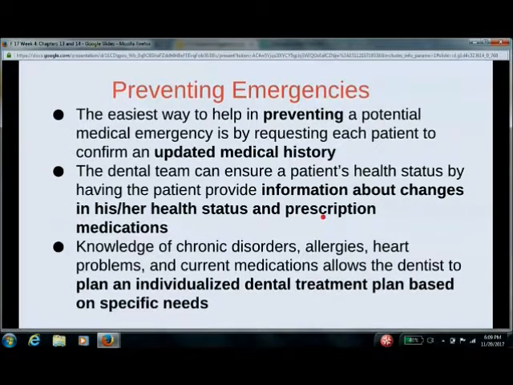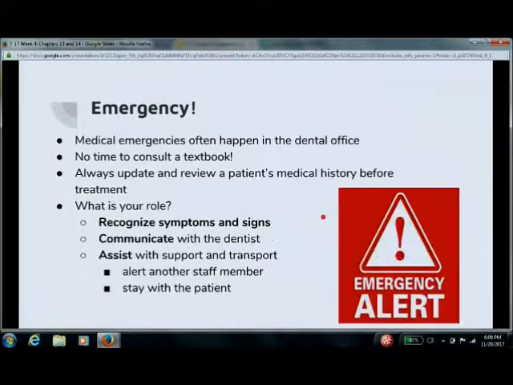So the problem with an emergency, of course, is that you don't have time to look up what to do. And that is true of almost everything we do in dentistry, is that having a book doesn't help you very much because you don't have time to consult it. So it's always important to update and review a history beforehand.